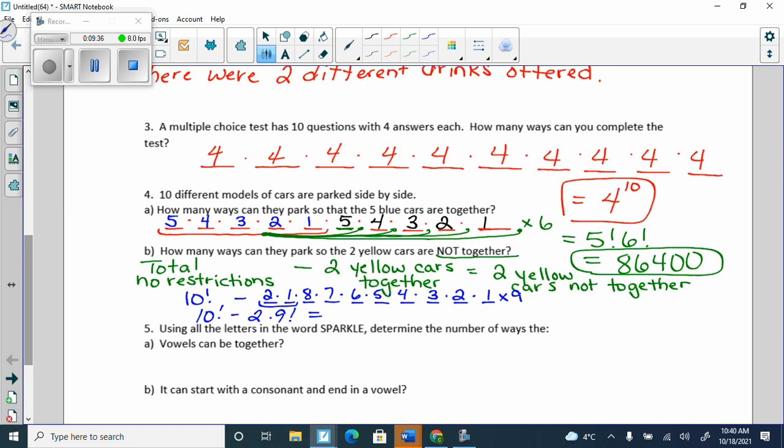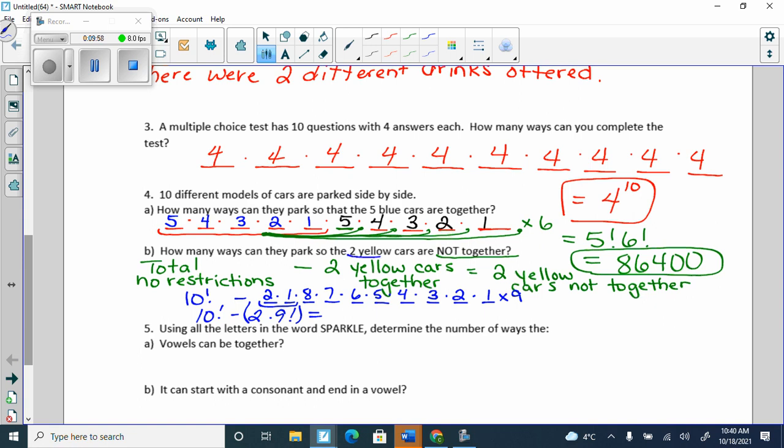At the beginning, you forget. It's okay. That's why we practice. You're subtracting 2 times 9 factorial. You're not subtracting 2.